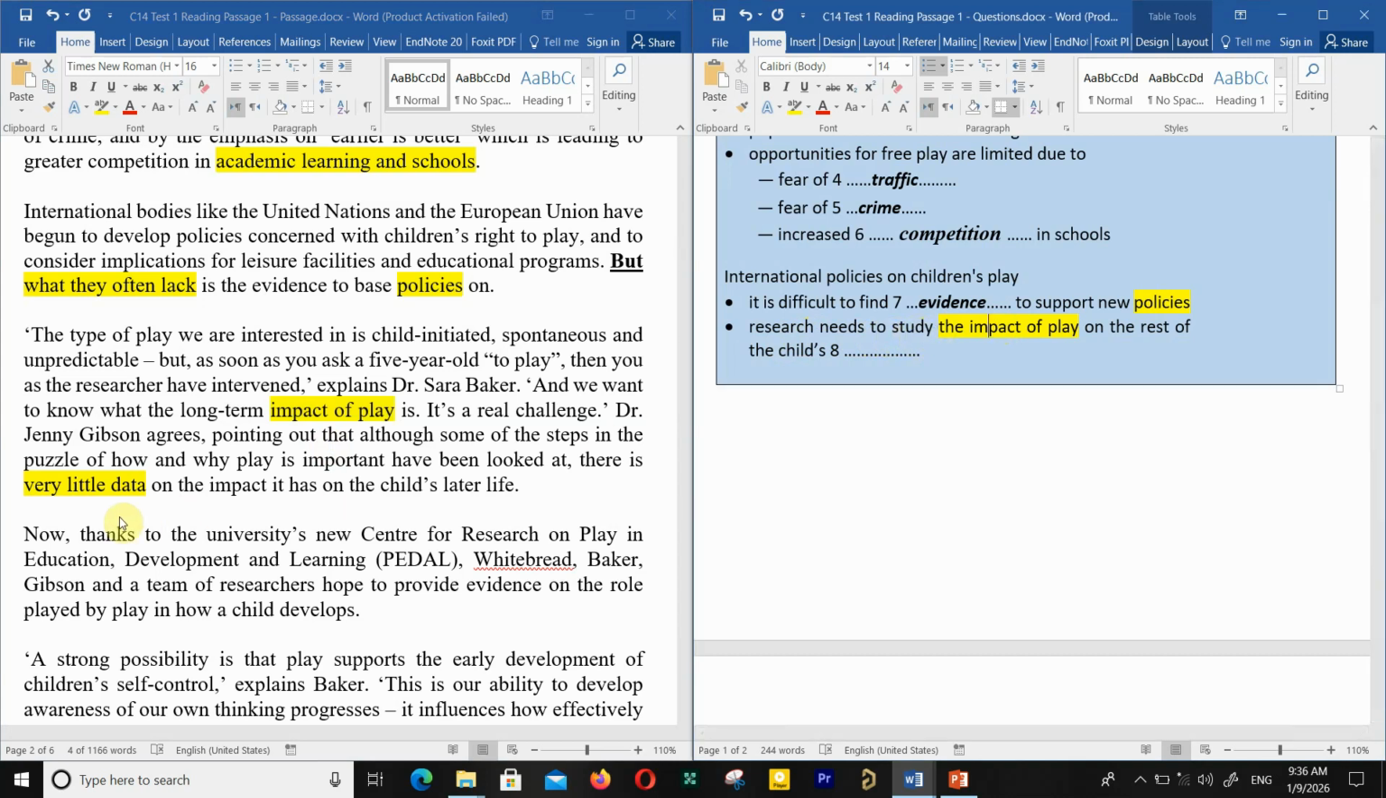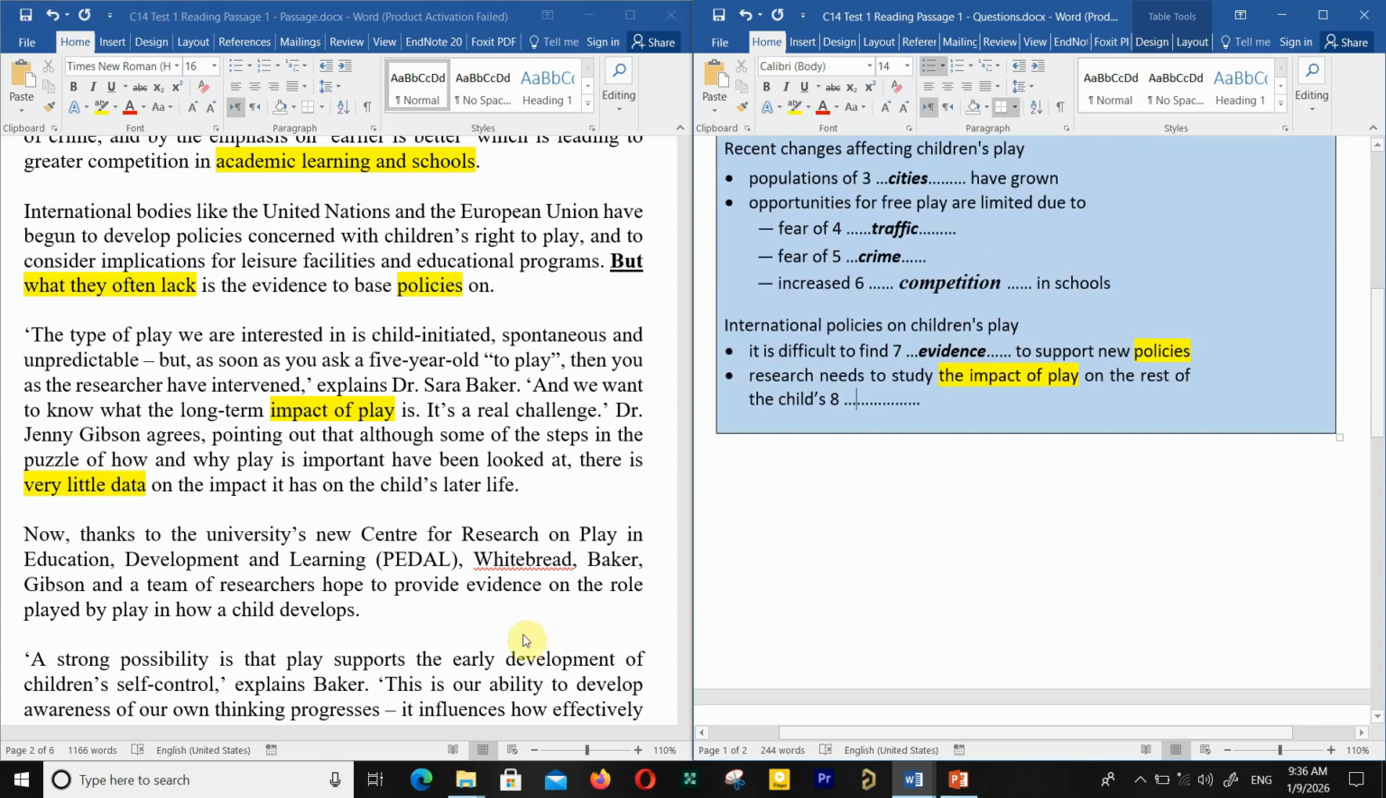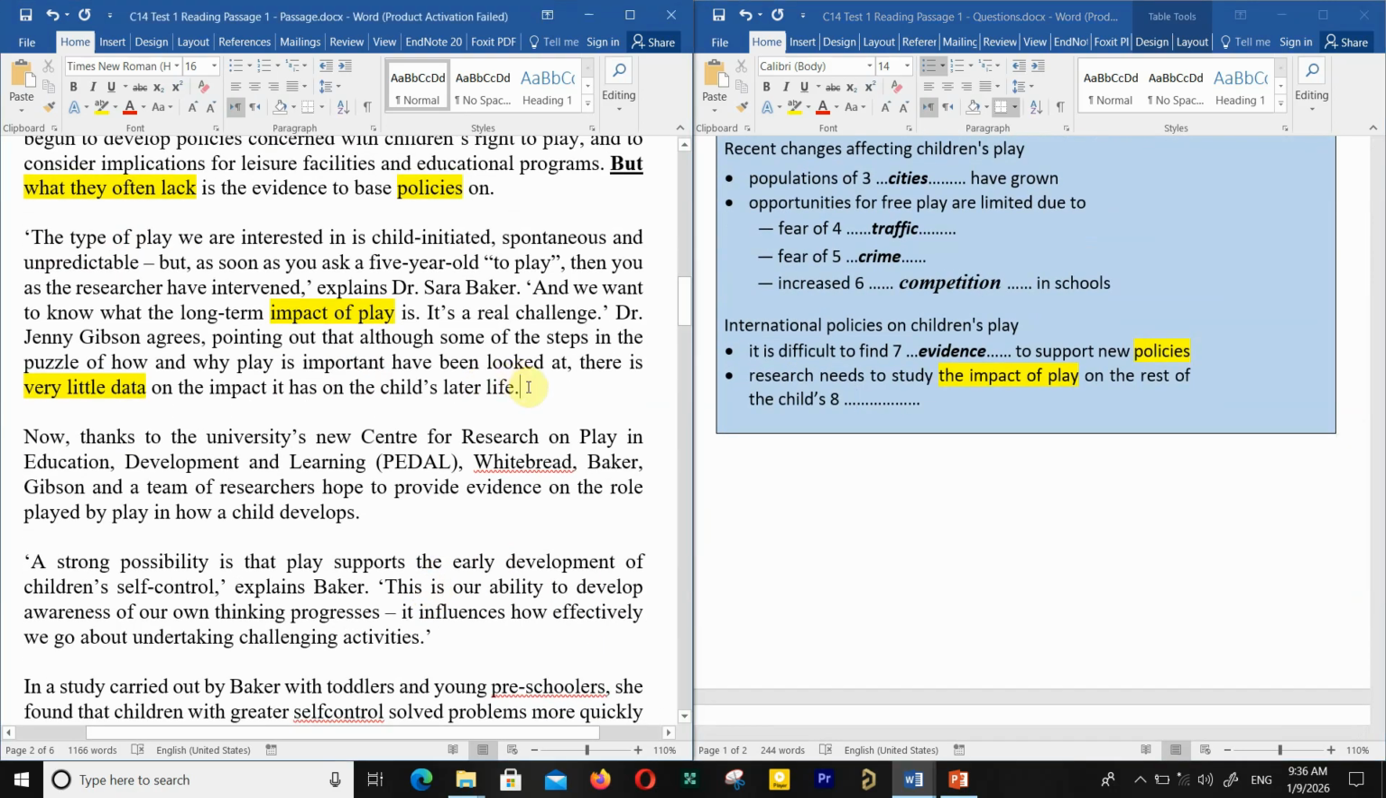It means it has very little data on the impact of play on the rest of the child's what? The impact it has on the child's later life. If it says two words, you can write "later life," but here it says just one word, so you just had to write "life," rest of the child's life. Here is the answer for question number 8.